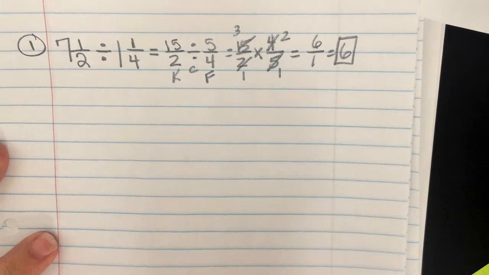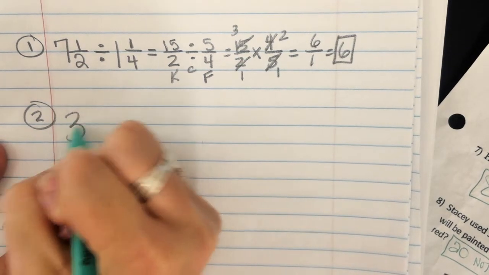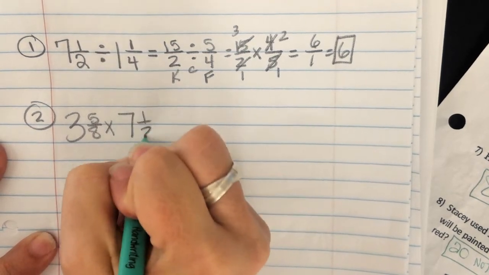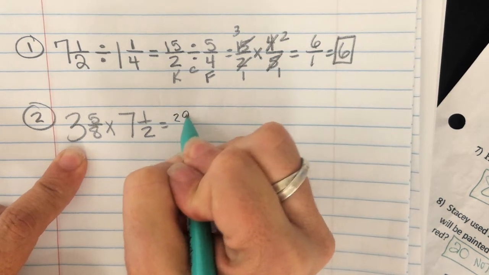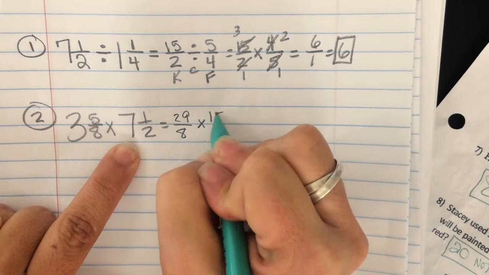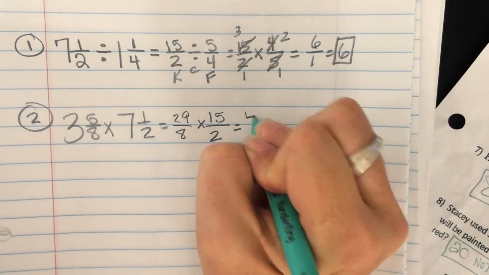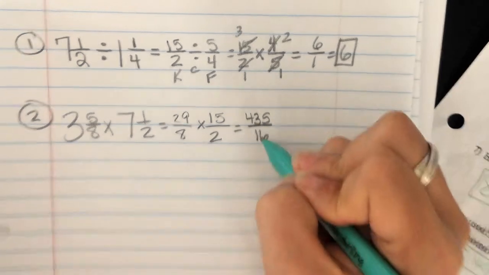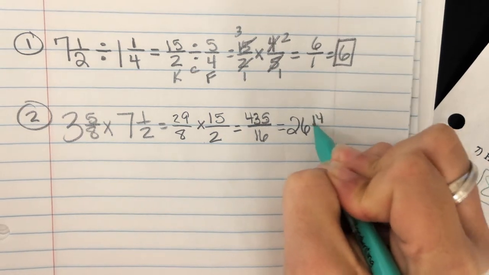Okay, there's number 1. Number 2 on the paper is 3 5/8 times 7 1/2. Okay. 29/8 times 15 halves. What a lot of people got wrong was the multiplying of 29 times 15, which is 435 over 16. Next step, divide 16 into the 435. Gives you 26 and 14/16.